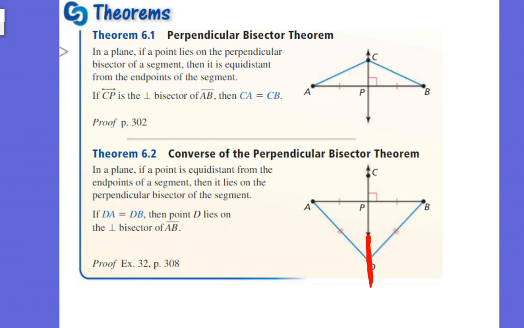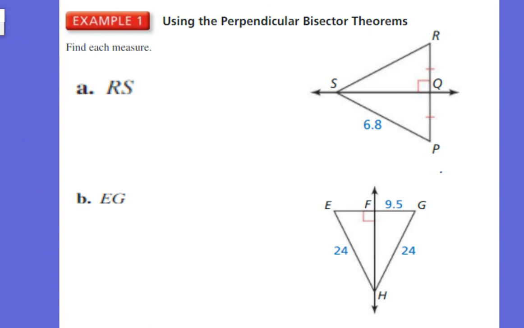So let's use this in some application. It says find each measure. We want to find what the measure of RS is. Well, let's go through here real quick. What do we see? We see that QS is perpendicular to RP, and it's a bisector because of these two tick marks, meaning Q is the midpoint. Well, if that's the case, any point that is on the perpendicular bisector is equidistant to the two endpoints, thus meaning that we've got SR and SP being congruent, meaning this also equals 6.8.